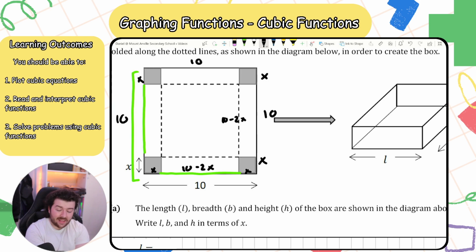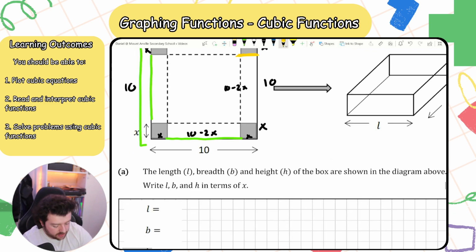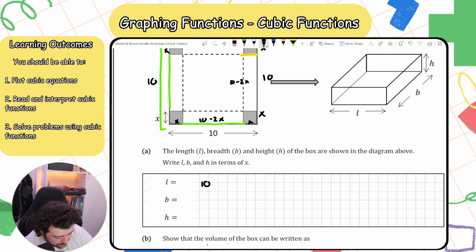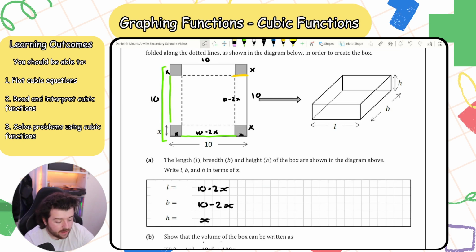Now we just need to think about the height. So the length of this box here is 10 minus 2x. The width of this box is 10 minus 2x. But what about the height? Well, if you fold these corners up, this region here becomes my height. So the length is going to be equal to 10 minus 2x. The breadth is going to be equal to 10 minus 2x. And the height is just going to be equal to x. So this little part here, when that's folded up, will become the height of the box.